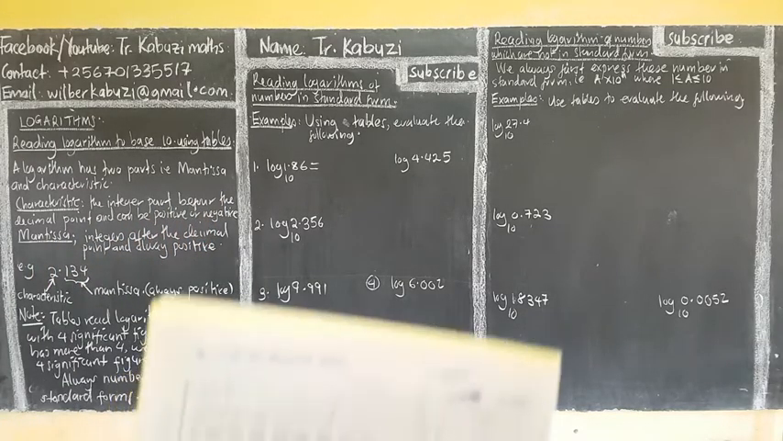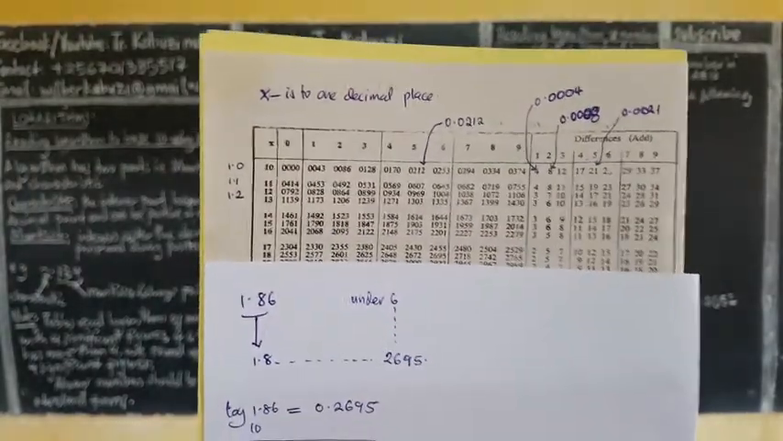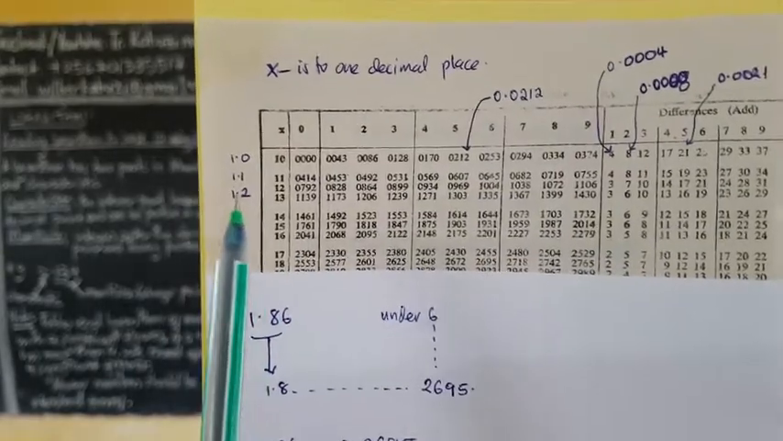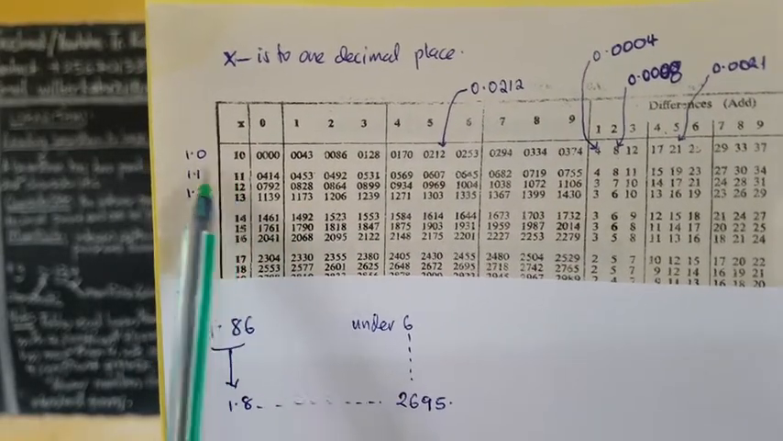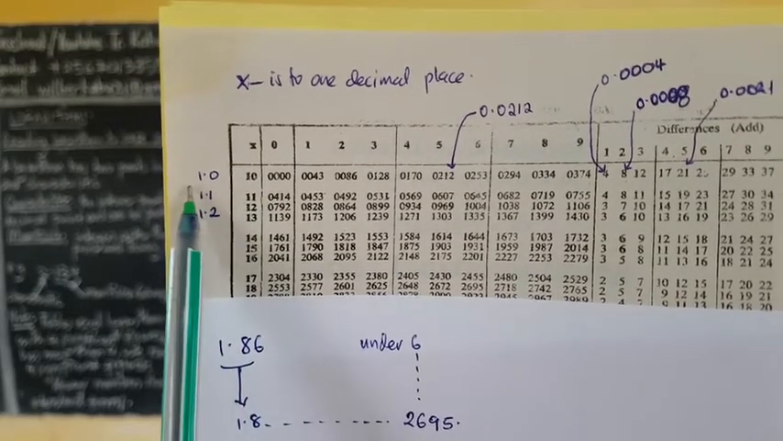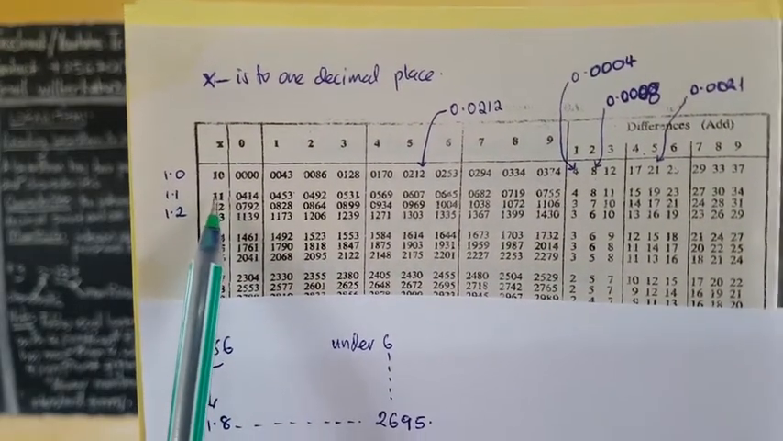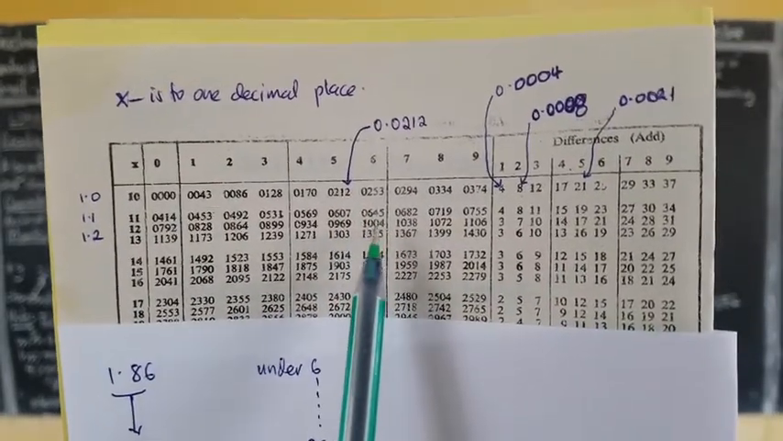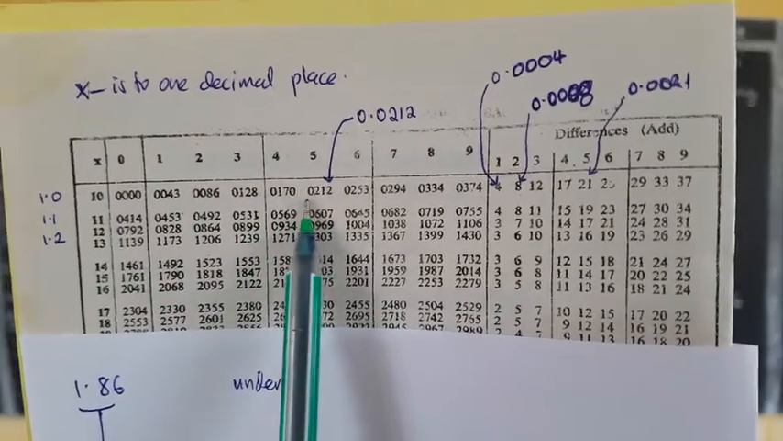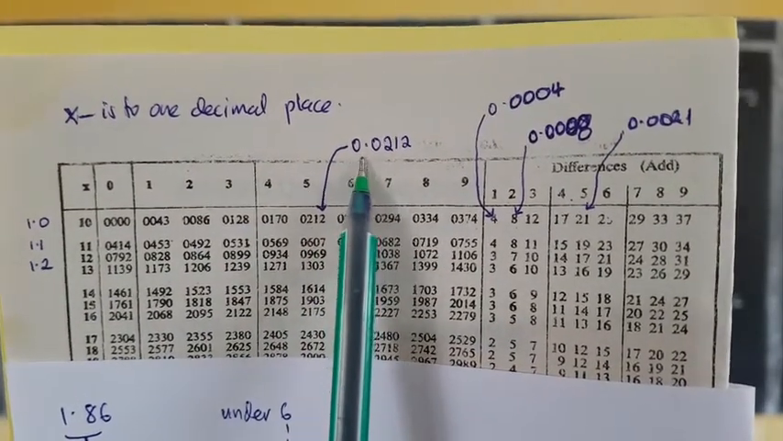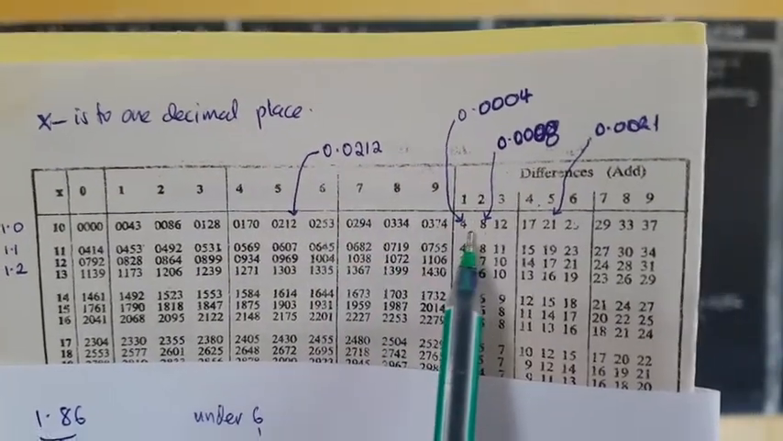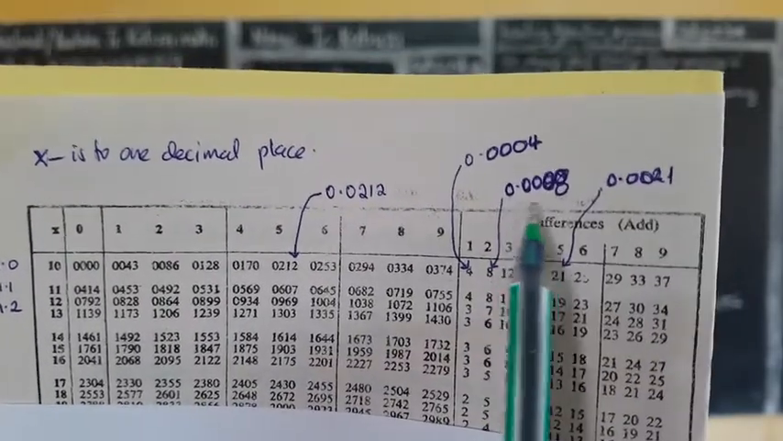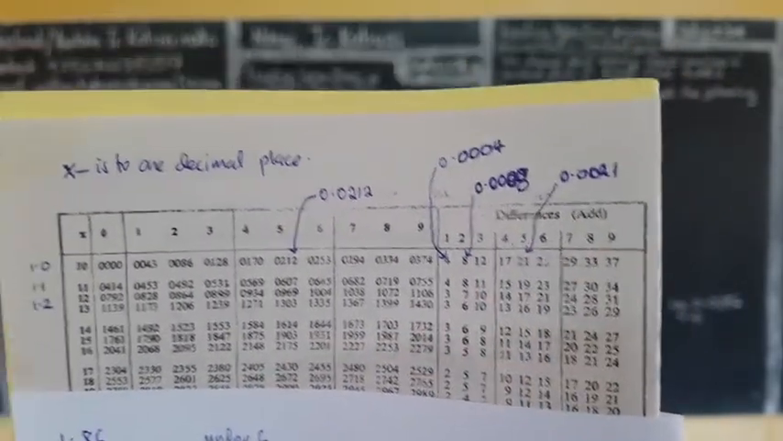Now, when you look at this table here, this is our x. We are reading log to base 10 of x. Always, these numbers here are to 1 decimal place. So this is not 10, it's 1.0. This one is not 11, it's 1.1. Then these numbers here are always missing a decimal point. So this is 0.0212. Then this one, if it's 1, it has 3 zeros in front. If there are 2, it has 2 zeros, as you are going to see.